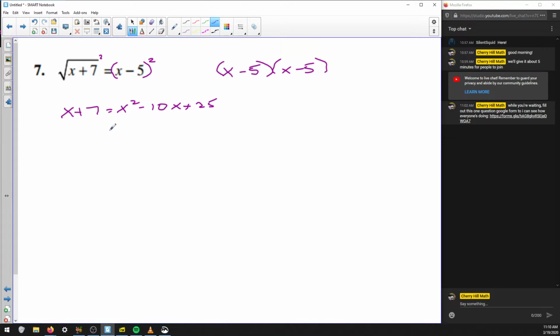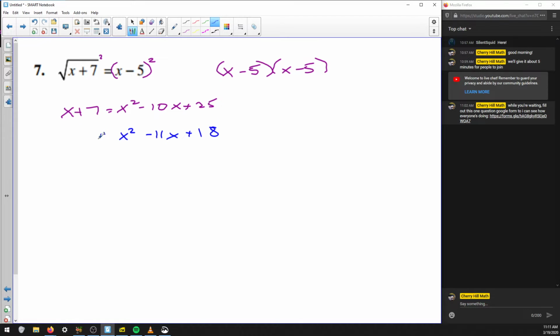And so now I have to solve this problem, and the way I'm going to do that whenever I see a squared show up is to subtract everything over and set it equal to 0. So I'm going to subtract this x over. The x squared is not going to change. But then if I subtract, negative 10 minus 1, I'll get negative 11. And if I subtract, 25 minus 7, I'll get positive 18. So this is plus 18.